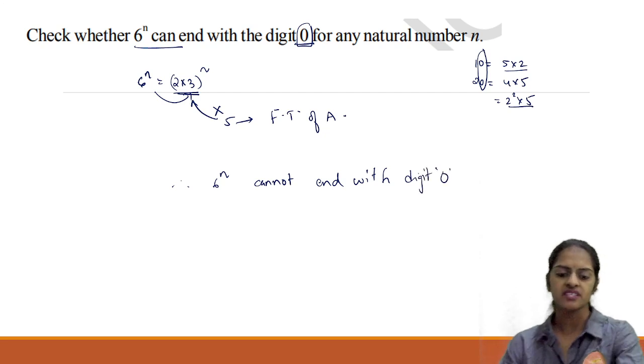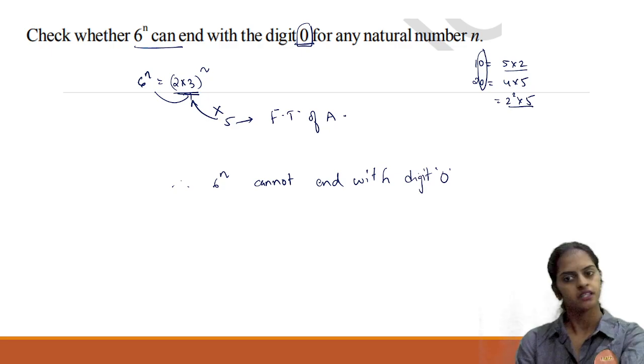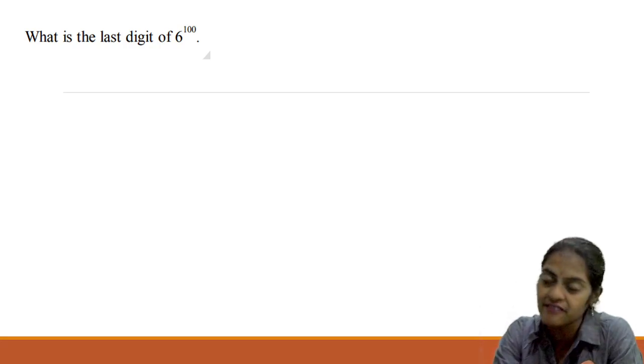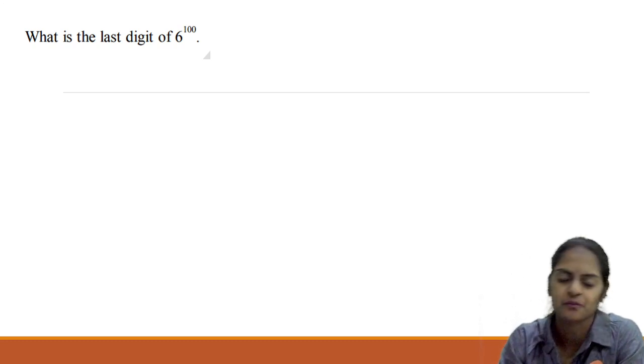Whatever steps I told you in words, those two or three lines, you will just have to write it here. That's all. Look at the next question. Now they are asking: 6 power n doesn't end with digit 0, but what is the last digit of it? If not 0, then what is the last digit?